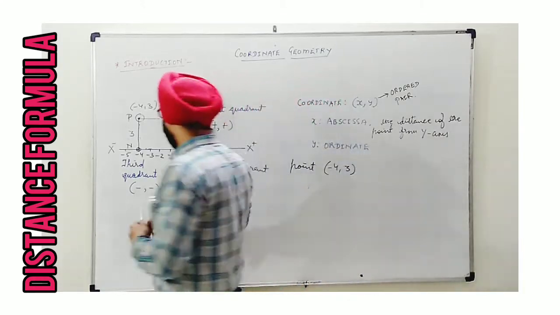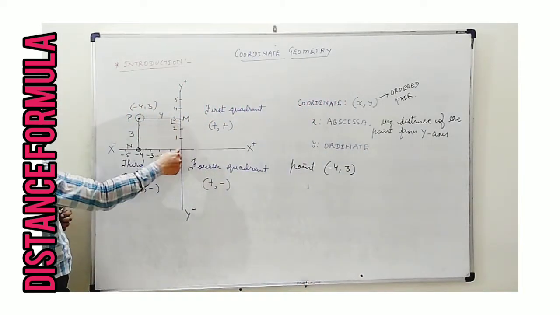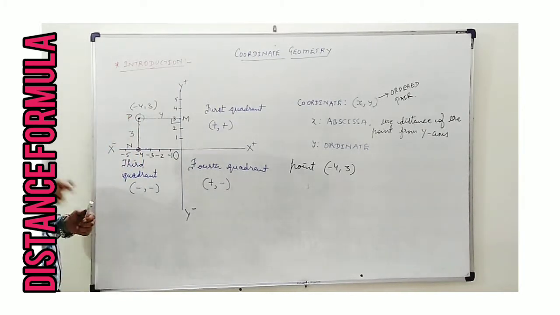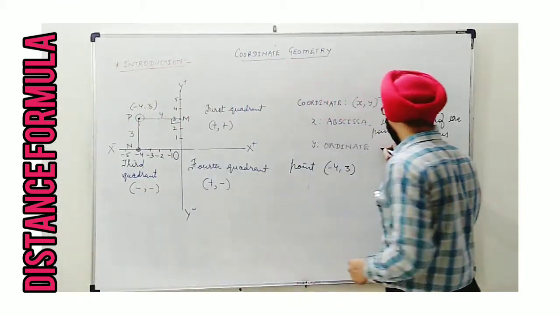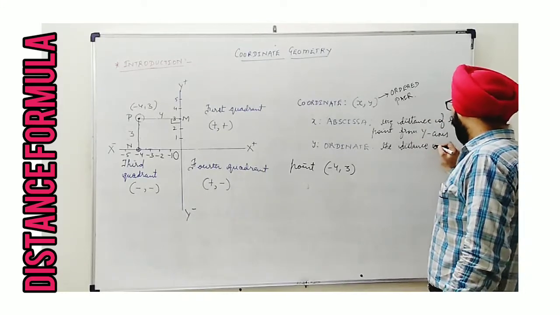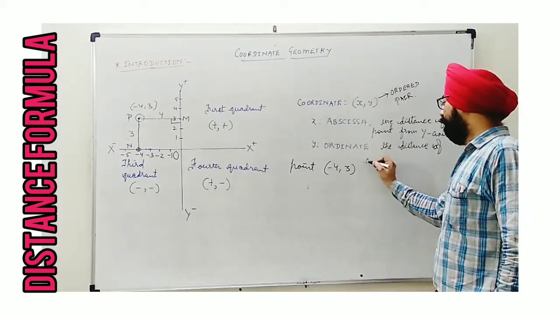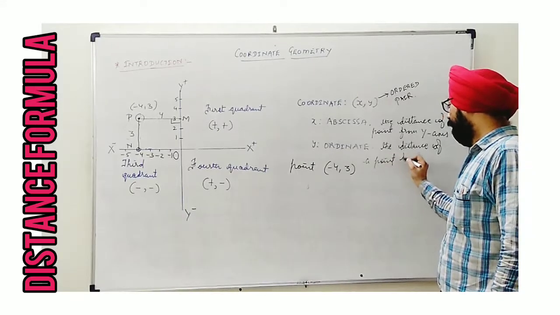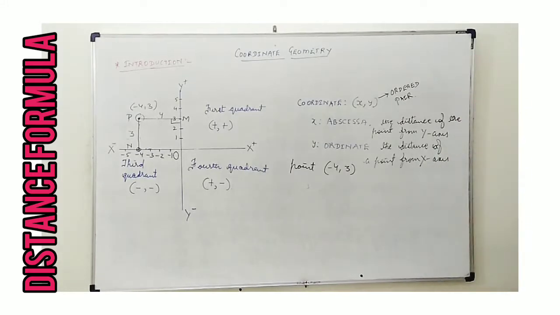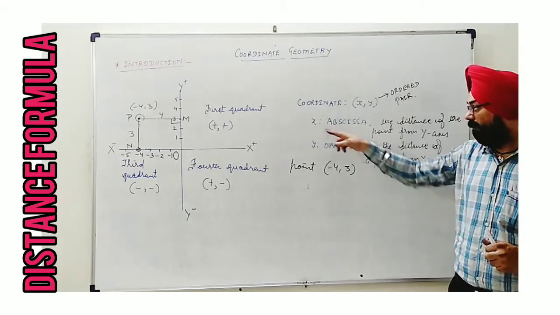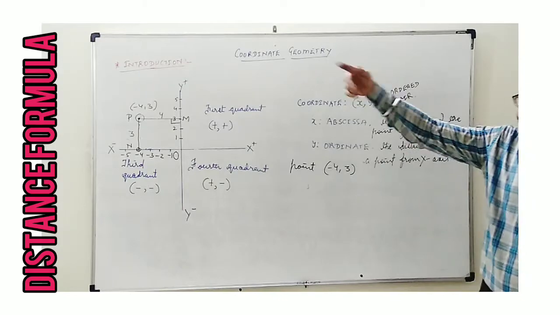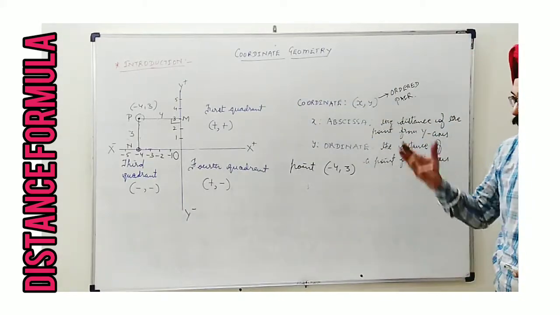And ordinate, as you see, 3 we have obtained from the y-axis, but this is equal to PN, and PN is the distance of point P from the x-axis. That's why ordinate is defined as the distance of a point from the x-axis. So I hope you understand that these go reversely by definition. The x-axis value actually is the distance of the point from the y-axis, and the y-axis value is the distance of the point from the x-axis. So this way we can conclude.